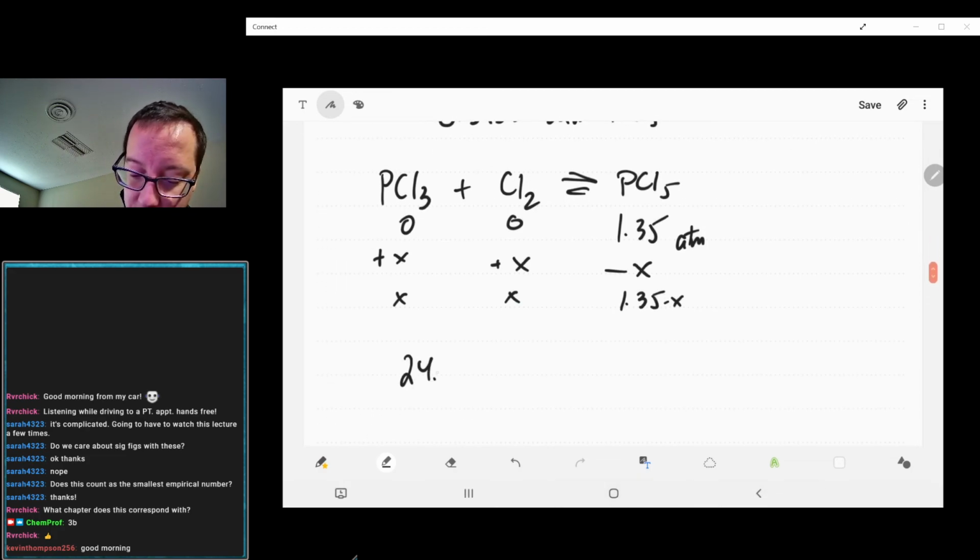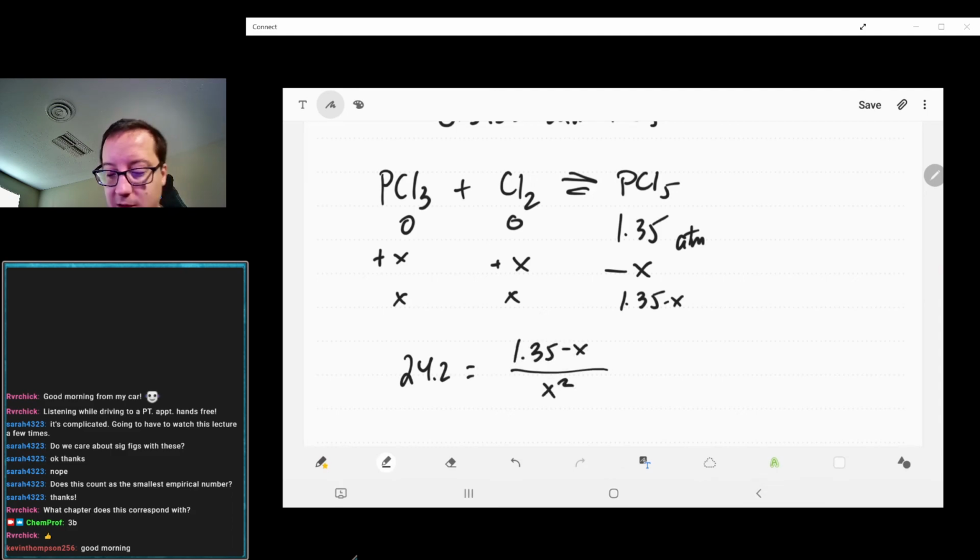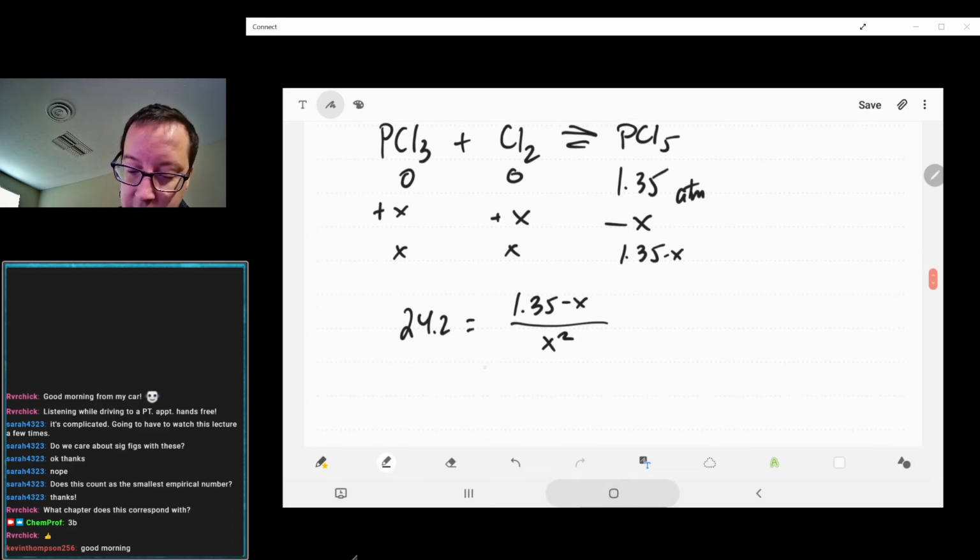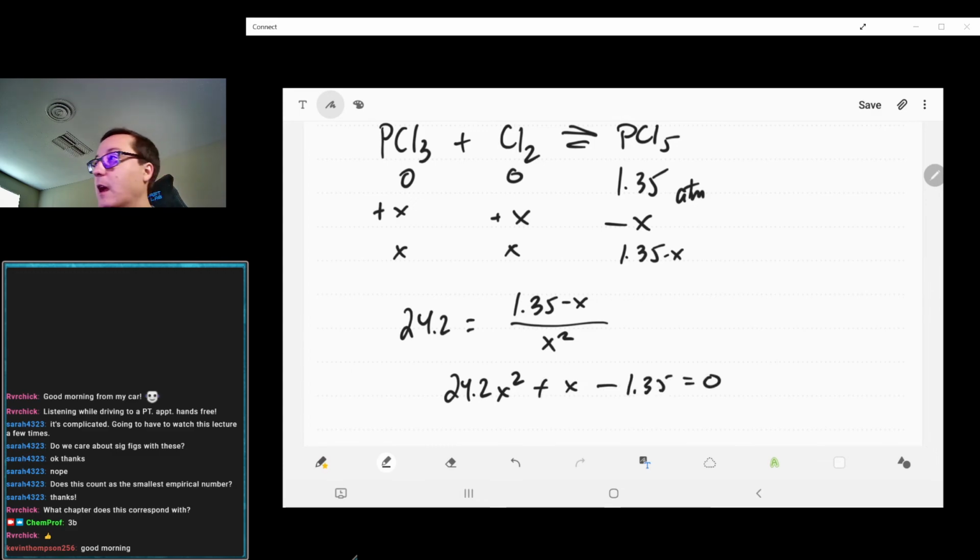So we know that 24.2 is going to equal (1.35 minus X) over X squared. So we get 24.2 X squared plus X minus 1.35 equals 0. I actually didn't do this one for some reason, so let's do it now. Do your quadratic equation if you like, but I will cheat and use the internet. So what do we have? 24.2 X squared plus X minus 1.35 equals 0.